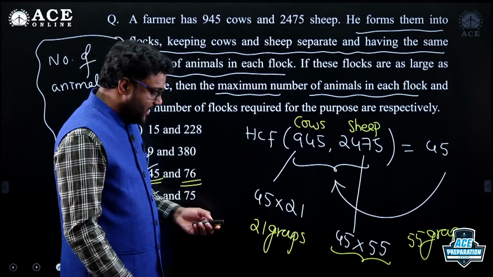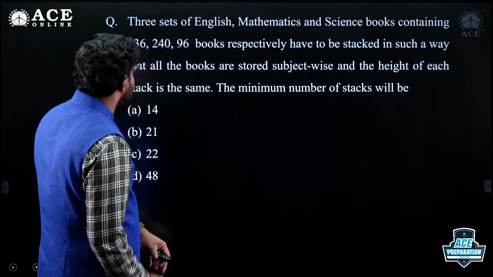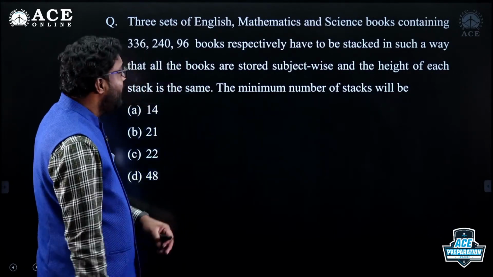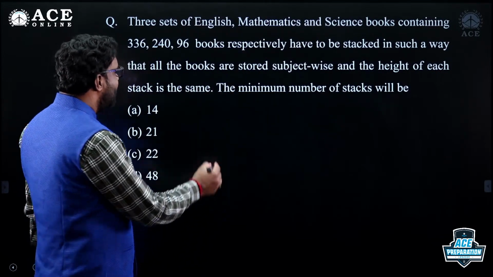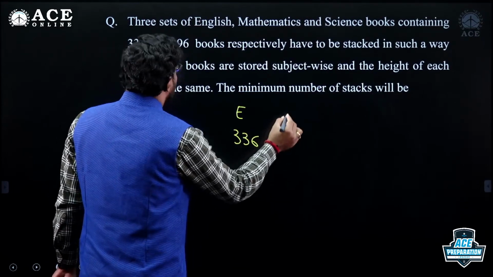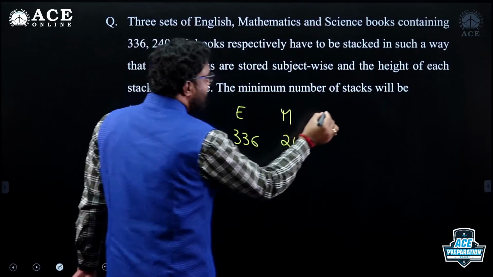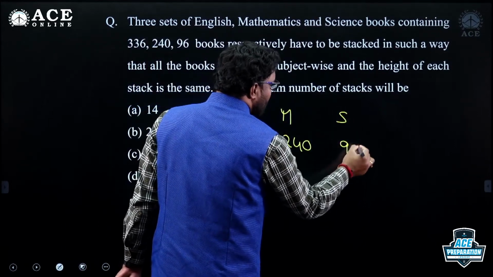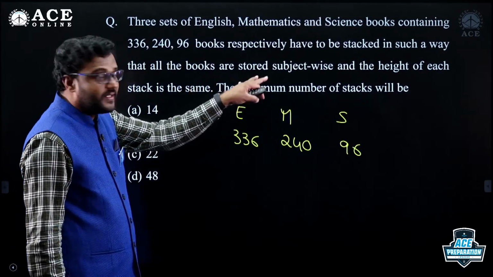Okay. So the next question, my dear friends, we're almost at the end of this session. See this, guys. You have English, Maths and Science books. Okay. English books are 336. Maths books are 240. Science is 96.